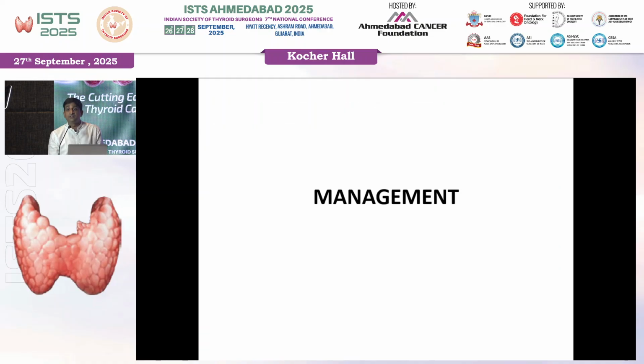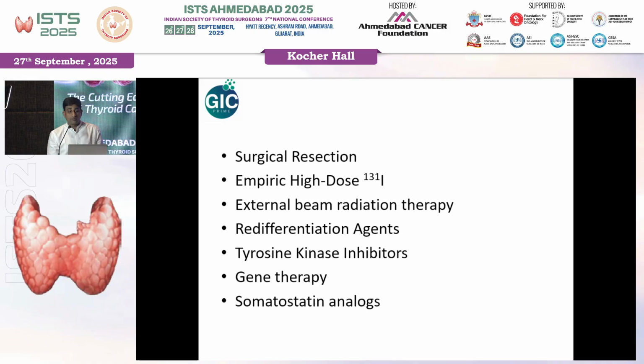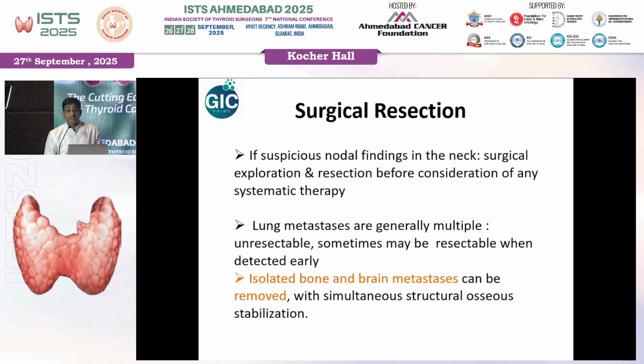How do we manage the TENIS syndrome? Already we mentioned the surgical resection, the empirical high-dose iodine therapy, external beam radiotherapy, redifferentiation therapy, tyrosine kinase inhibitor, gene therapy, and somatostatin analog that we use for the treatment. For surgical resection, in suspicious nodal finding in the neck, surgical exploration and resection should be done before the consideration of any systemic treatment. This is the best choice. When you see any neck node that is present and surgically approachable, go for the surgery. This is the best treatment for the TENIS syndrome.